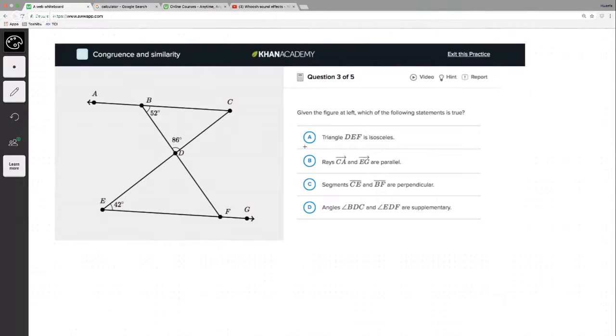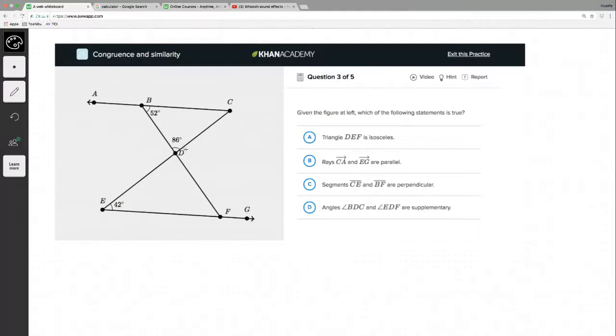Question 3. Given the figure at left, which of the following statements is true? Triangle DEF is isosceles. Okay, let's see. Let's take a look at all this stuff here. Well, by the way, DEF is not. Wait, maybe it is. Hold on.